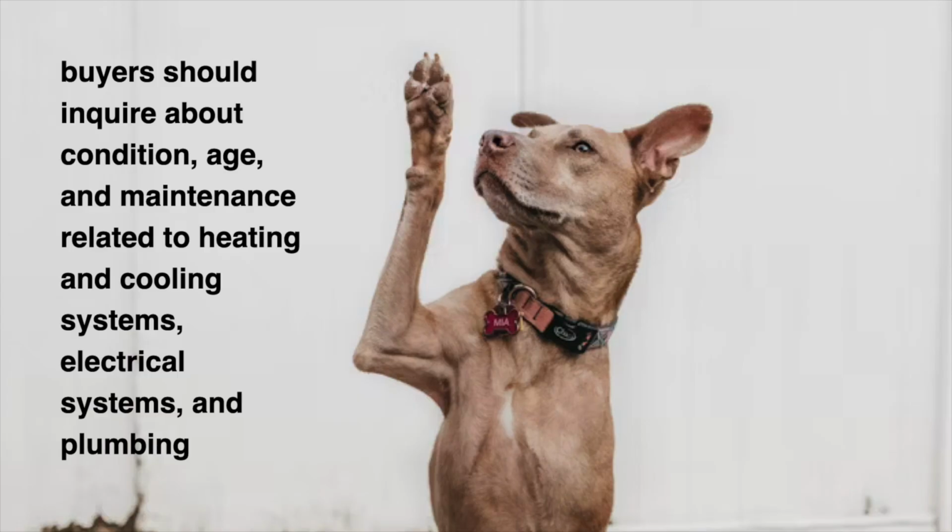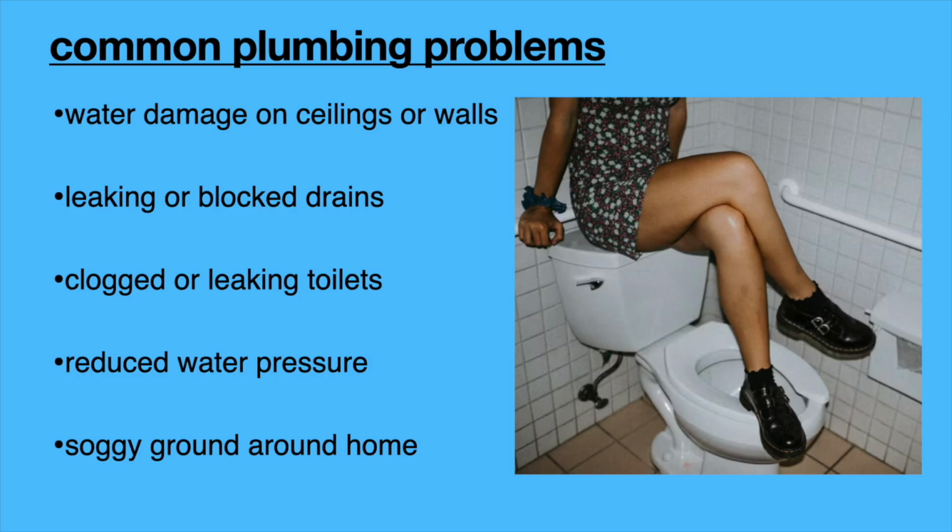Buyers should inquire about the condition, age, and maintenance related to heating and cooling systems, electrical systems, and plumbing. Common plumbing problems include water damage on ceiling or walls, leaking or blocked drains, clogged or leaking toilets, reduced water pressure, and soggy ground around the home.